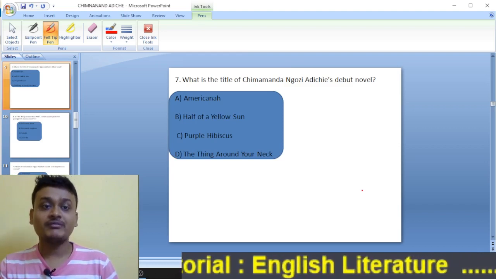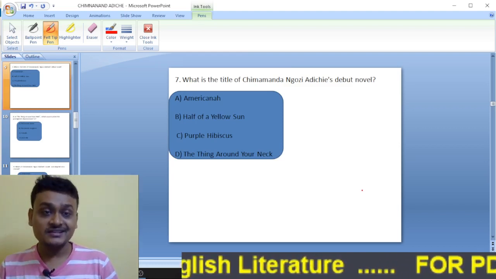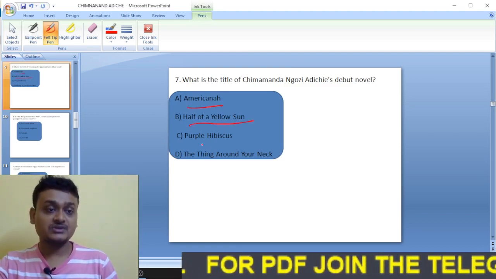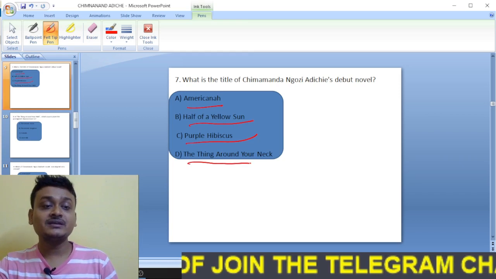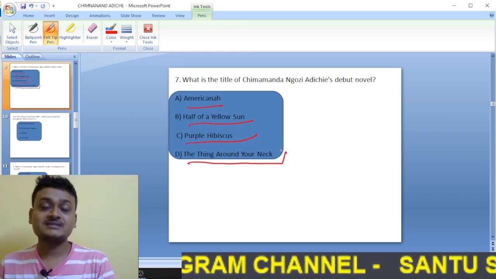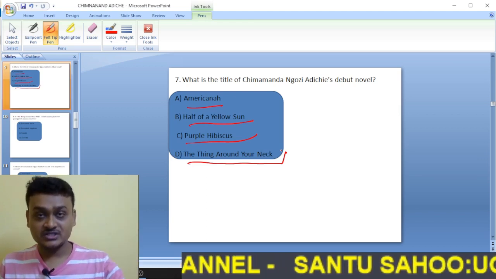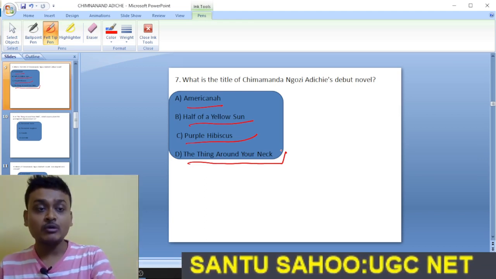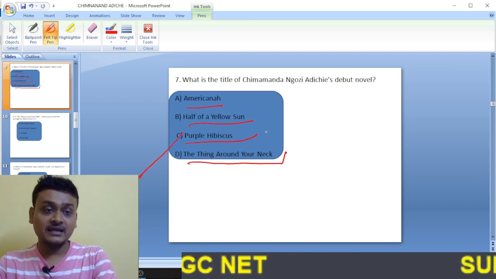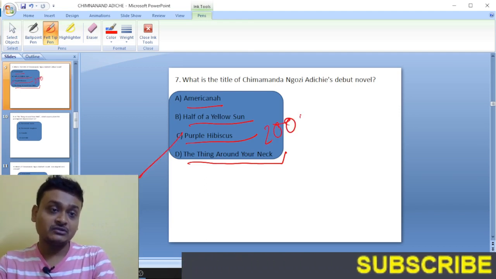The first novel written by Chimamanda Ngozi Adichie is, your options are Americanah, Half of a Yellow Sun, Purple Hibiscus, The Thing Around Your Neck. So here the right option is Purple Hibiscus. I have also discussed earlier, in the previous question, that the debut novel of Chimamanda Ngozi Adichie is Purple Hibiscus, and you know that this was published in the year 2003.